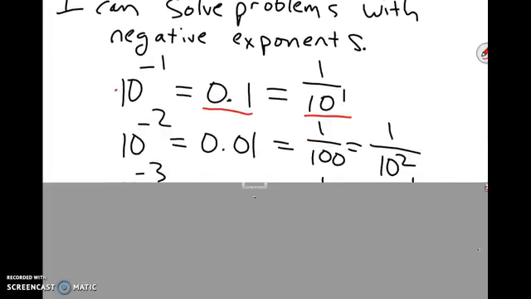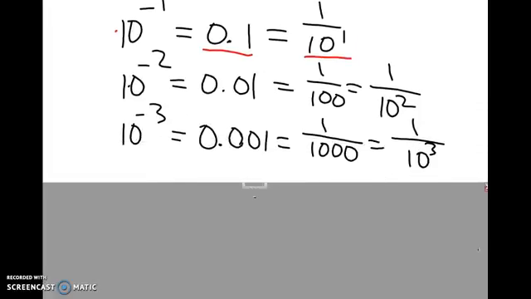if I have 10 to the negative second power, right over here, then that's going to equal 0.01, which equals 1 over 100, which equals 1 over 10 squared. And then continuing on that pattern, I see 10 to the negative 3 equals 0.001, which equals 1 over 1,000, which equals 1 over 10 to the third.